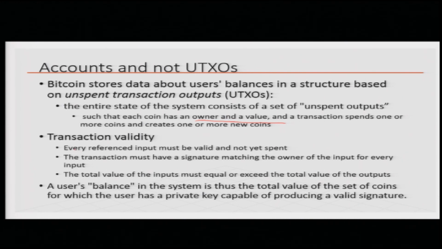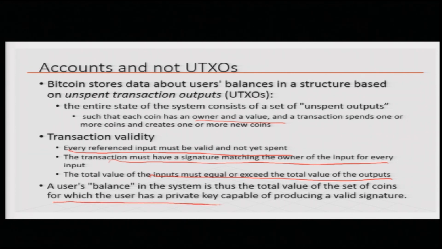And the idea is that every referenced input must be valid and not yet spent, so it should be from the UTXO, and the transaction must have a signature matching the owner for every input, and the total value of inputs must be equal to or exceed the total value of outputs. If the inputs exceed the total value of outputs, the difference between input and output total will be lost forever. The user's balance is the total value of the set of coins for which the user has a private key capable of producing a valid signature. So the balance is based on the UTXOs for which it has a valid private key. So that's the Bitcoin way.